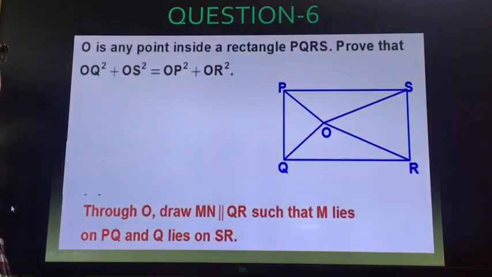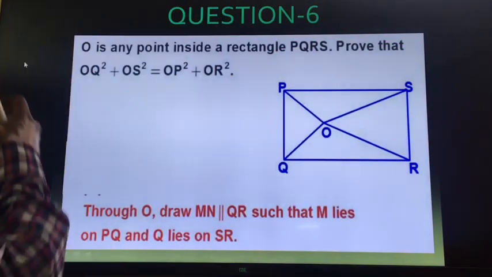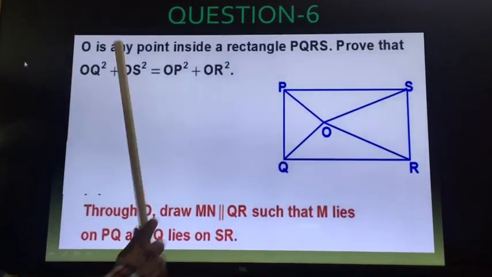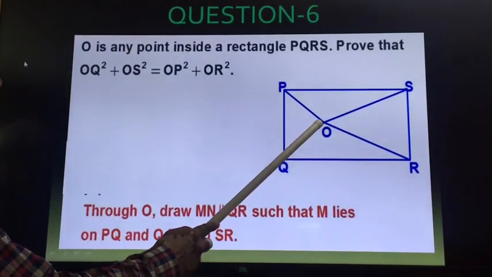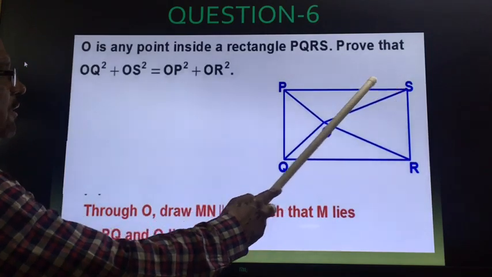So now you see, children, question number 6. In this question, O is any point inside a rectangle PQRS.